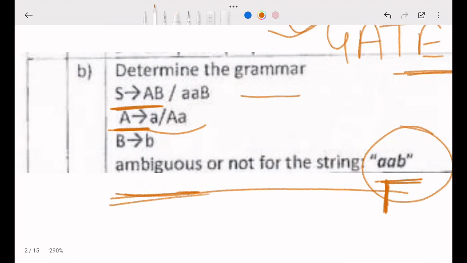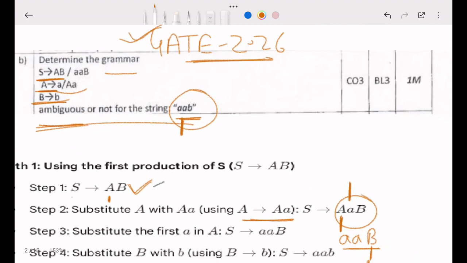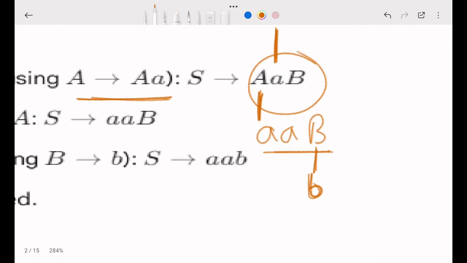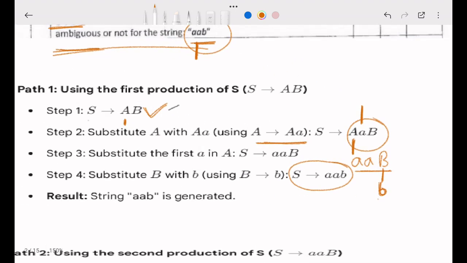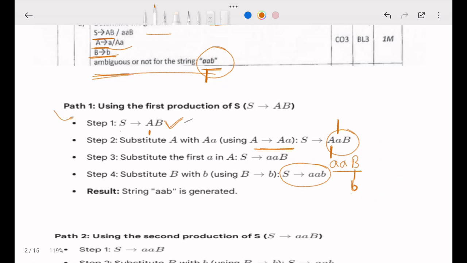Now see here, B produces B. So in place of this I can keep AAB. So at last I got my final answer AAB. So this is one way to get my string. Okay, now I will try to find another way. Is there another way?